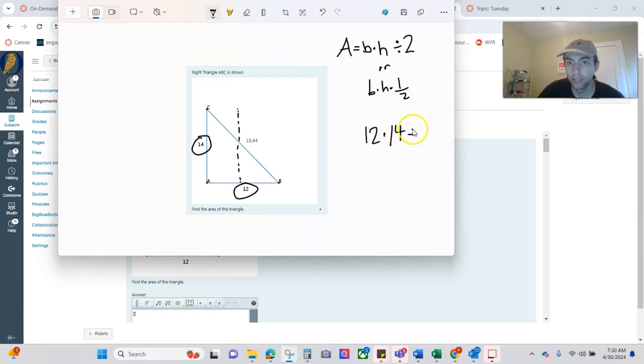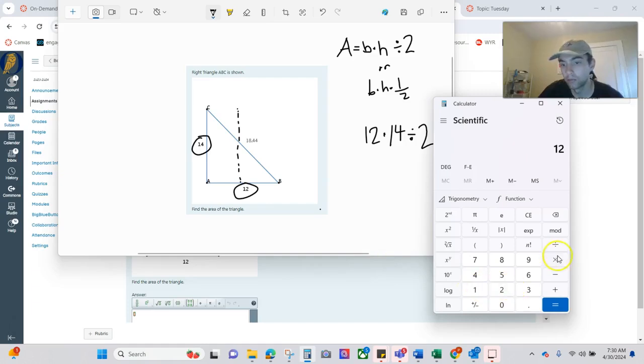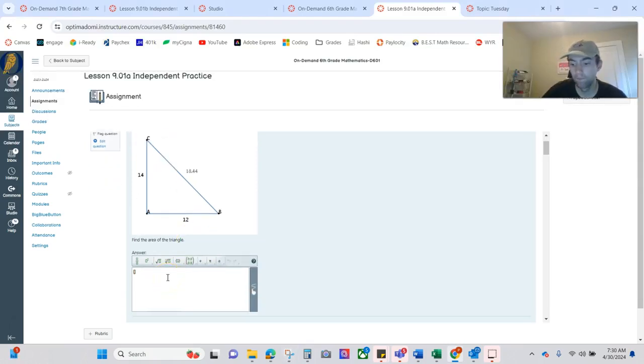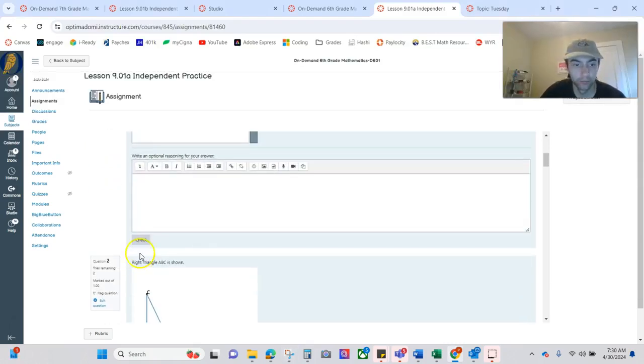So 12 times 14 gives us the area of the square, then dividing by 2 gives us our triangle area. 12 times 14 divided by 2 is 84.